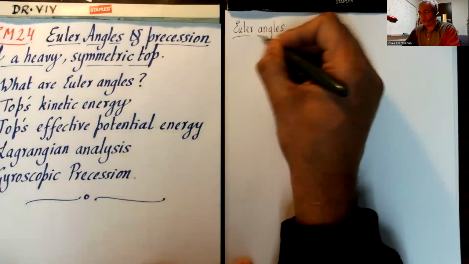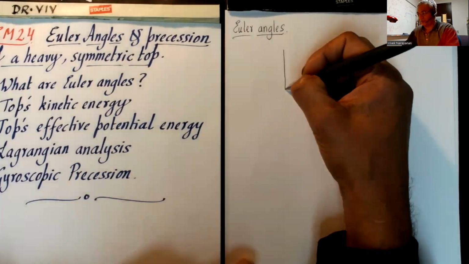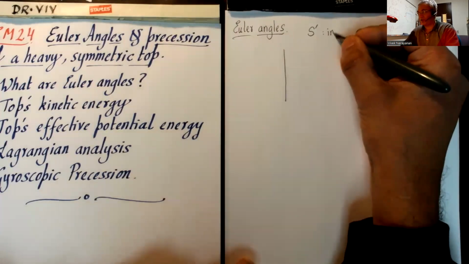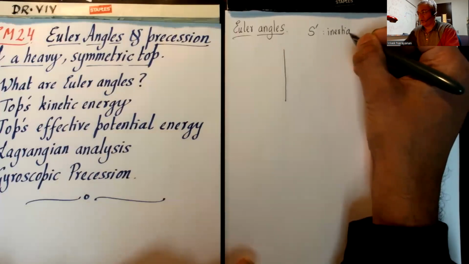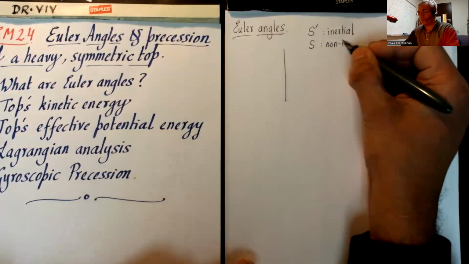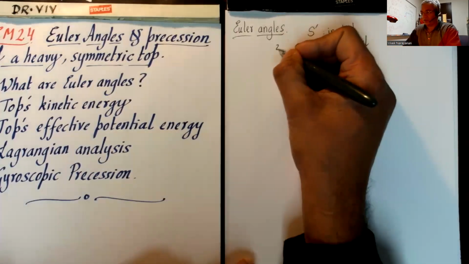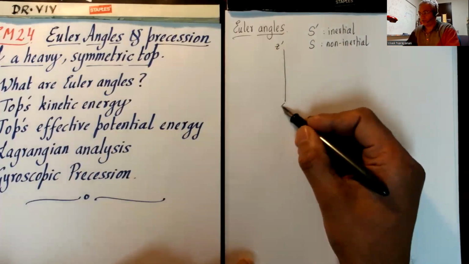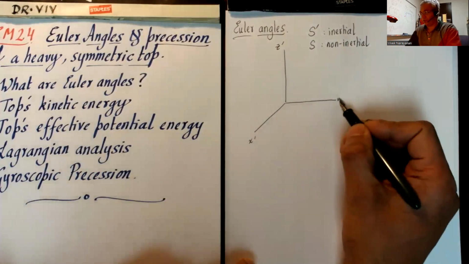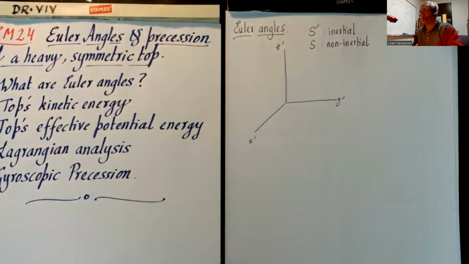So the first step in creating the Euler angles would be to draw or sketch the inertial frame. Remember, inertial frames occur with prime, and non-inertial frames occur without prime. So Z prime, X prime, Y prime. Just make sure it's a right-handed frame. X cross Y is Z.